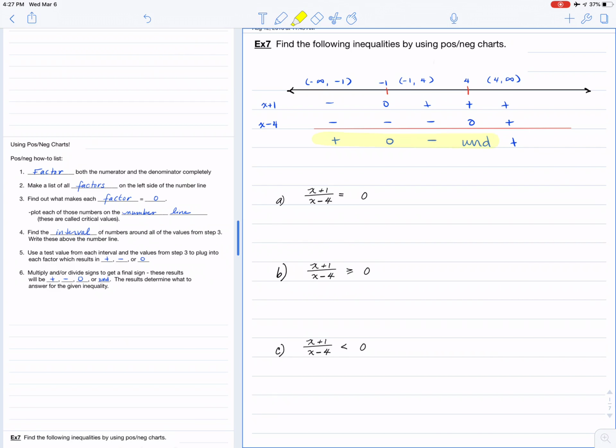These are the signs that we're going to use to answer the question of, is my rational equal to 0? Is my rational greater than 0, or is it equal to 0? And lastly, is my rational less than 0? These are the signs that we're going to use to answer those.